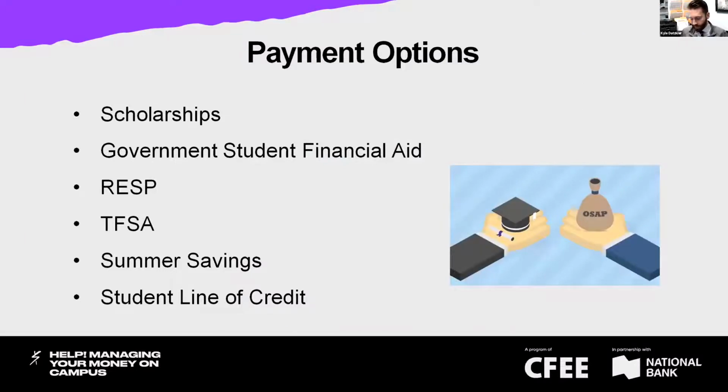So when we look at different payment options, there are a lot of different ways that you can pay for school. These include scholarships and grants, government student financial aid, a registered education savings plan, savings from a tax-free savings account, provincial loan programs such as the Ontario Student Assistance Program, better known as OSAP, summer savings, and student lines of credit. It's important to understand how they all work so you can determine the best way to pay for your studies.